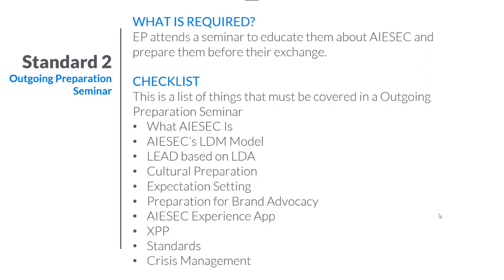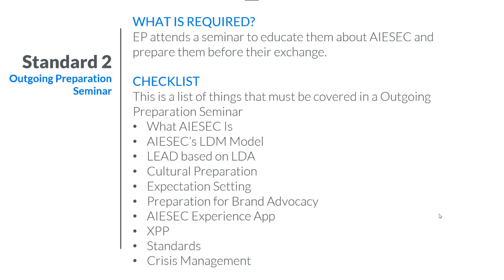But what exactly do you need to cover during the OPS, which is obligatory, in order to make sure that your EP is fully prepared for the internship, and you prevent all possible issues and misalignments, and the person is educated on how to go through the internship? So what is required? The EP attends the seminar to be educated about AIESEC and prepared before the exchange. What is the checklist and the topics that you need to cover?